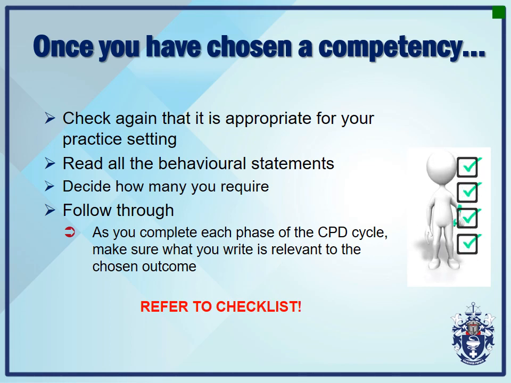Make sure you understand all of those behavioral statements and how you're going to achieve that in terms of your planning as well. Decide how many you may require. So as I've said already, 75% in terms of your evidence, and also to fulfill all of those. If you have 5 behavioral statements, make sure you fulfill all of those 5 behavioral statements. As you complete each phase of the CPD cycle, make sure that you write what is relevant to the chosen outcome. So importantly, look and refer to your checklist and also to your assessment criteria on pages 29 and 30.